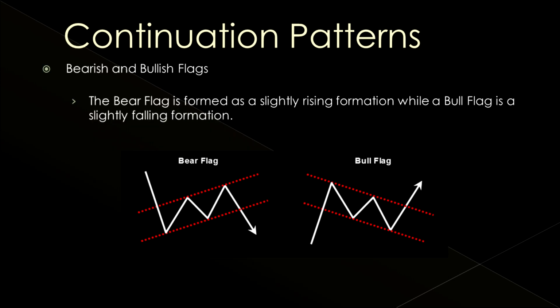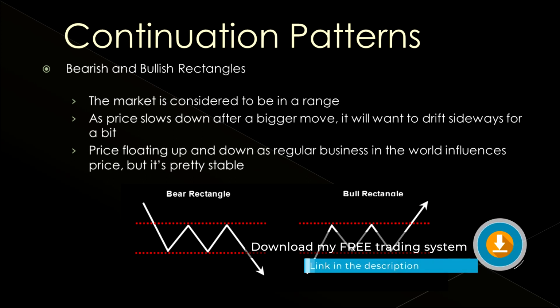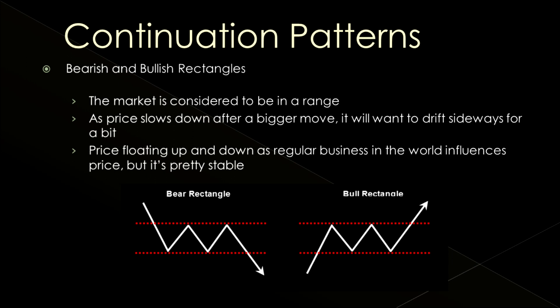Let's have a look at the image. Here we have an example of a bearish and bullish flag. The bear flag on the left is formed as a slightly rising formation, while a bull flag is a slightly falling formation. Now, with bearish and bullish rectangles, similar to the flags, the market is considered to be in a range.